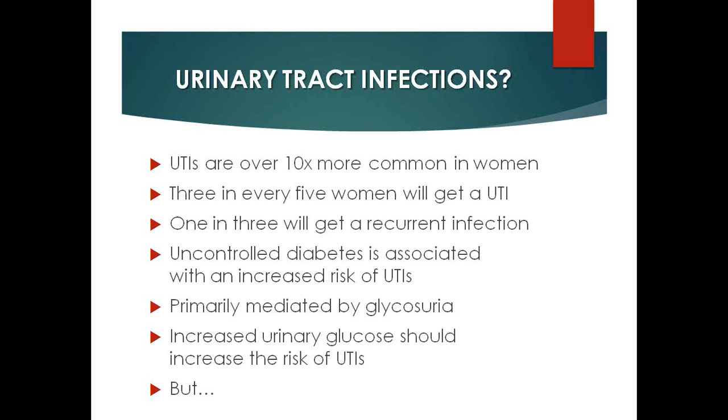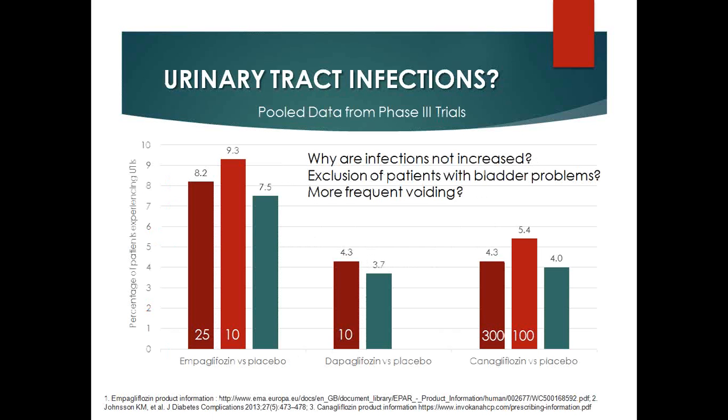But the other issue is urinary tract infections. Women are 10 times more likely than men to get UTIs, and it will affect probably 3 in every 5 women in their lifetime. Of course, diabetes probably doubles that risk, and this is primarily mediated by glucose in the urine. So you would expect an agent that increases glucose in the urine, like an SGLT-2 inhibitor, to potentially increase the risk of UTIs. Next slide.